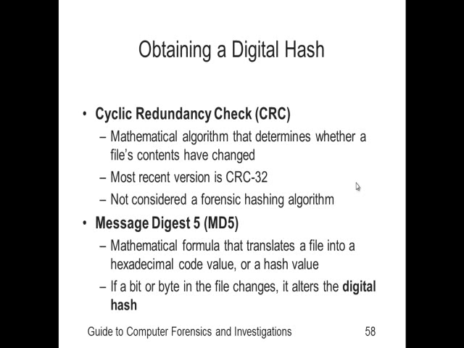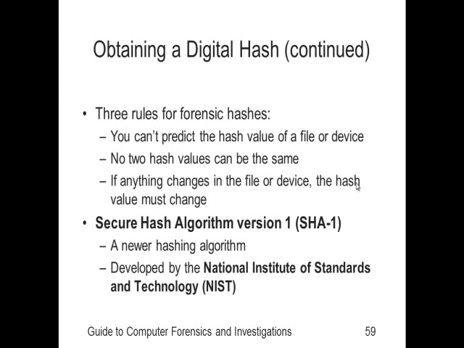There are 3 rules for forensic hashes. You can't predict the hash value of a file or device. No 2 hash values can be the same. If anything changes in the file or device, the hash value must change. Secure Hash Algorithm version 1, or SHA-1, is a newer hashing algorithm developed by the National Institute of Standards and Technology.